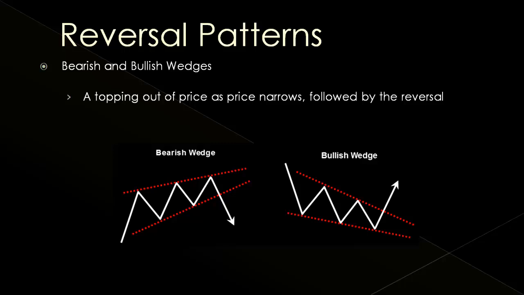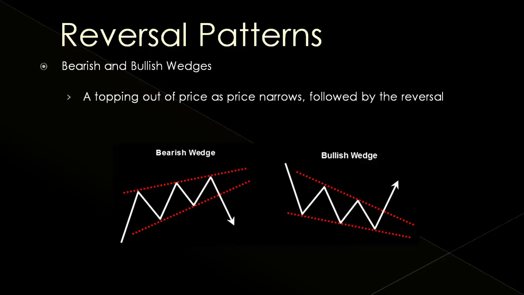Let's take a look at an example. Here you can see bearish and bullish wedges. You'll notice a topping out of prices, price narrows, followed by the reversal. On the left, you can see the bearish wedge. As price is moving upwards, it starts to slow down and starts to zigzag. The valleys are getting significantly higher, but the peaks are not getting much higher. They are moving in an upward direction and they are higher than the previous peaks, but eventually price will break out, and in this case, because it is a reversal pattern, you can usually expect price to fall or at least move in the opposite direction.